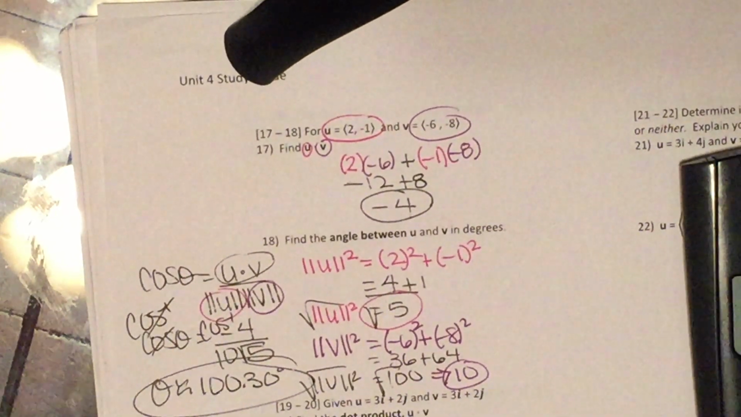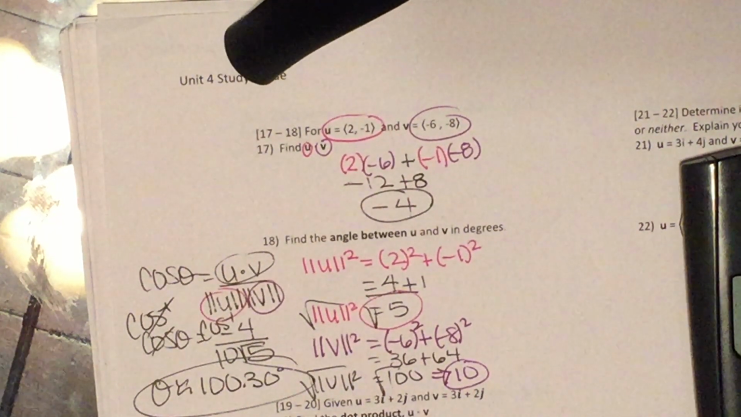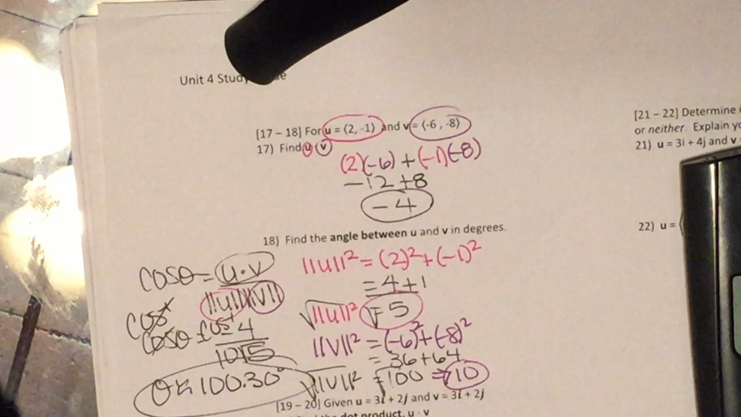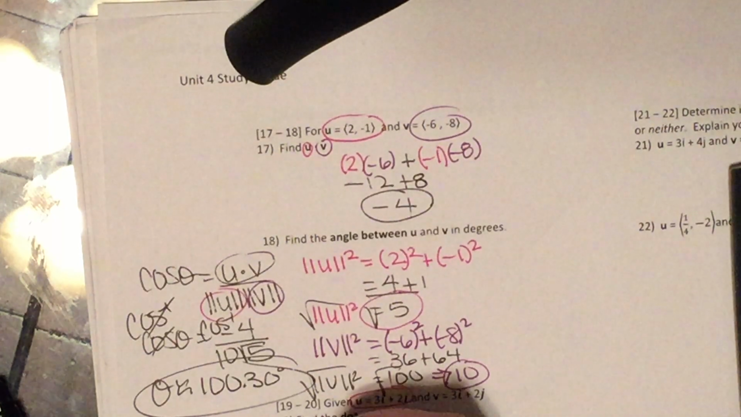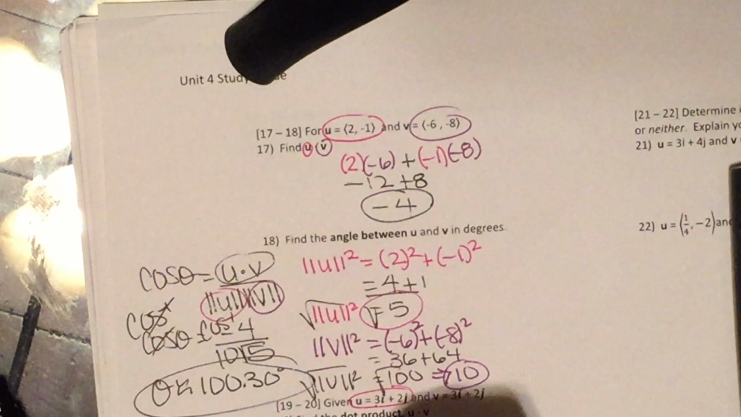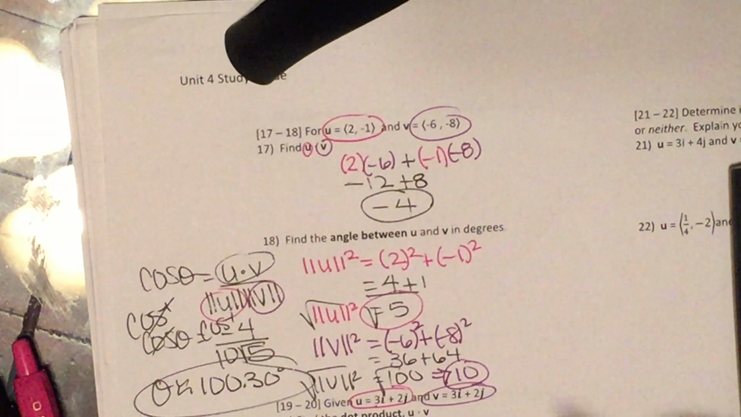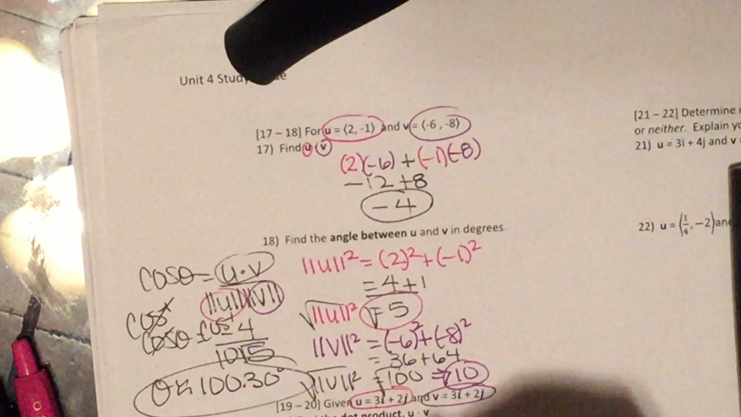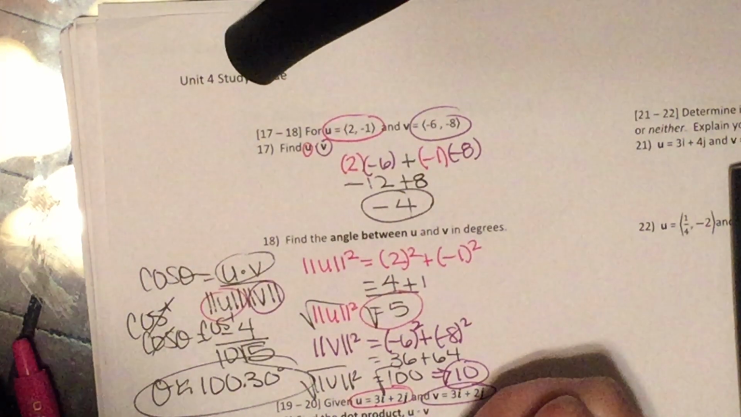Excellent. Okay, we're going to do the same thing here. Okay, dot product. This time I have this linear form, and so we're going to convert this to component form. Okay, it's good practice. So the component form of u is going to be 3, 2, and the component form of v is going to be 3, 2. Uh-oh, I did not mean to have 2 identical vectors. Oh well, we're going to see what happens when they are identical.